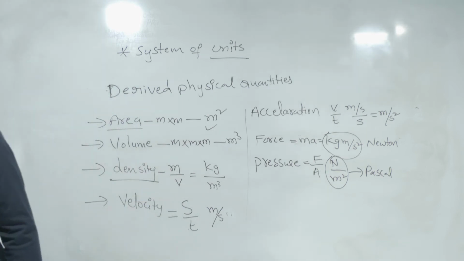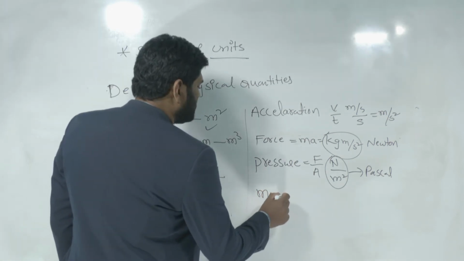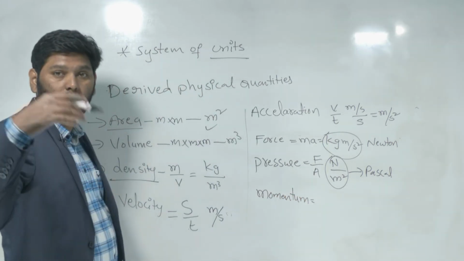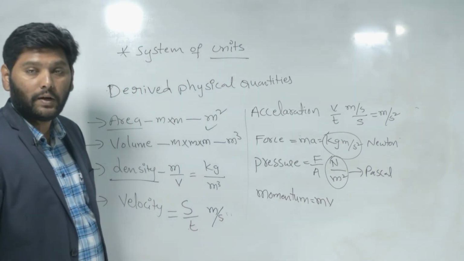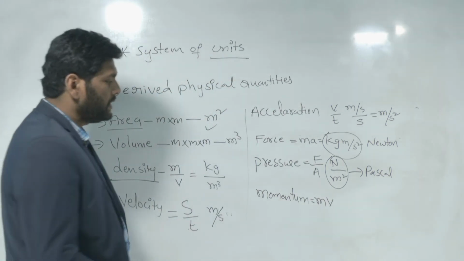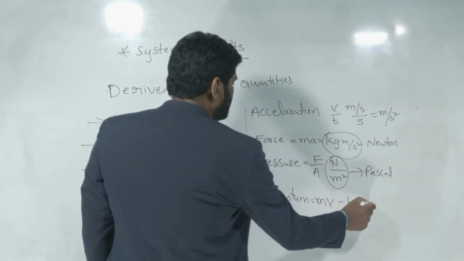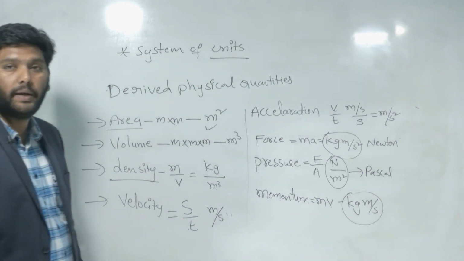And one more thing is also there, momentum. When you are talking about momentum, it is nothing but mass into velocity. Momentum is mass into velocity, that is the formula. So mass is in kg, velocity units are meter per second. So kg meter per second is the momentum unit.